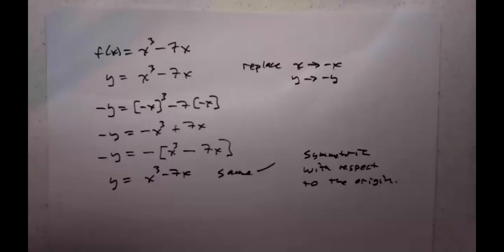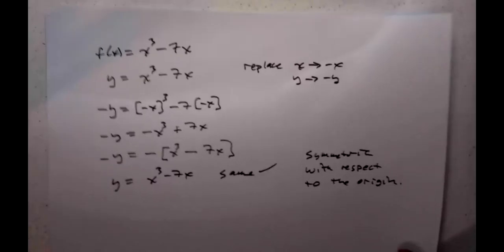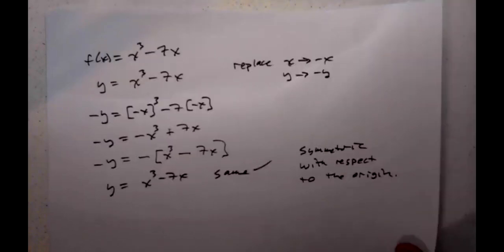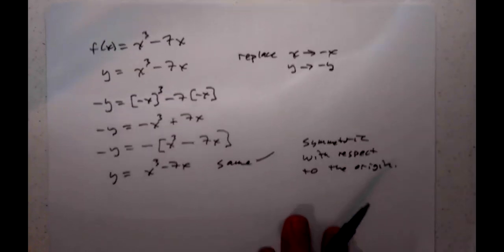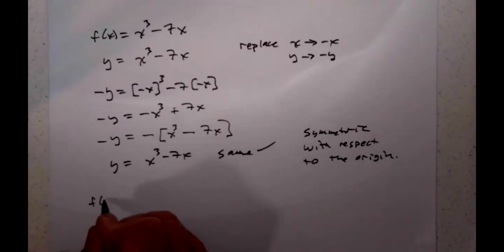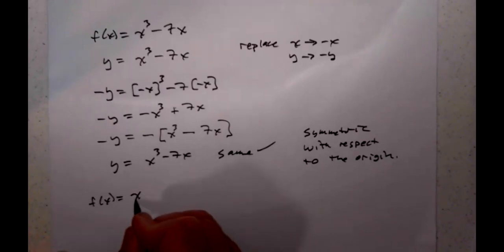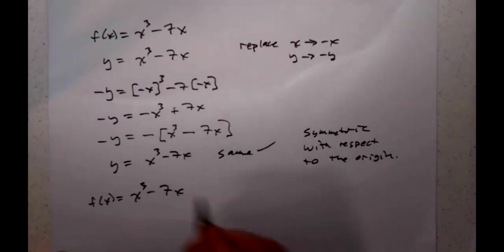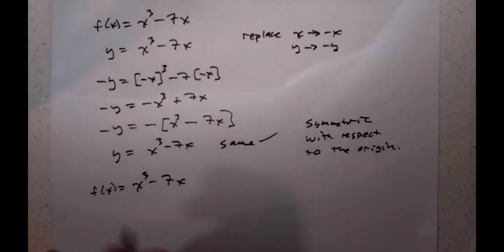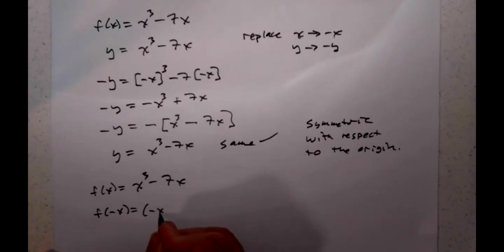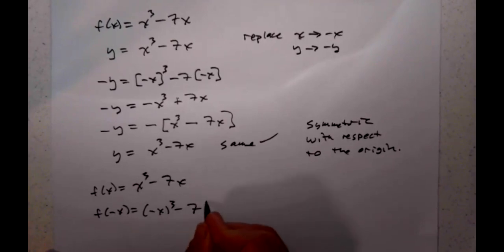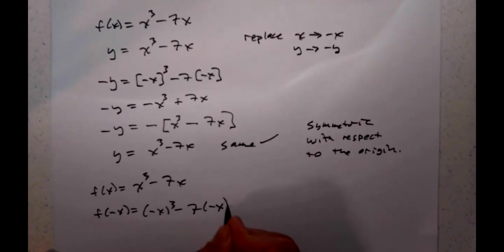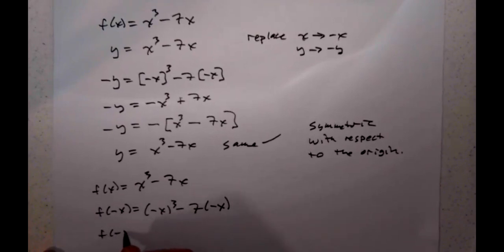Now, as I said, if you're symmetric with respect to the origin, your function is odd. So what do we have here? We have f of x is x cubed minus 7x. To determine if the function is odd, replace x with negative x. F of negative x is negative x cubed minus 7 times negative x.